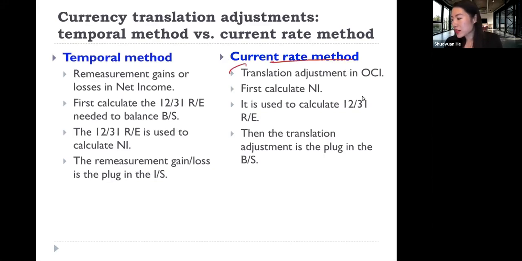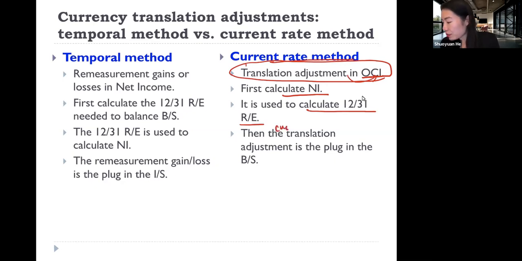Also, one of the differences under the two methods is that under the current rate method, we have something called translation adjustment. Actually, it is called cumulative translation adjustment, which is on the balance sheet. And the change in cumulative translation adjustment is called translation adjustment, and that is recognized in OCI. To calculate this number, we first calculate net income, and then we use the beginning of the year retained earning plus net income minus dividend, which enables us to calculate the end of the year retained earning.